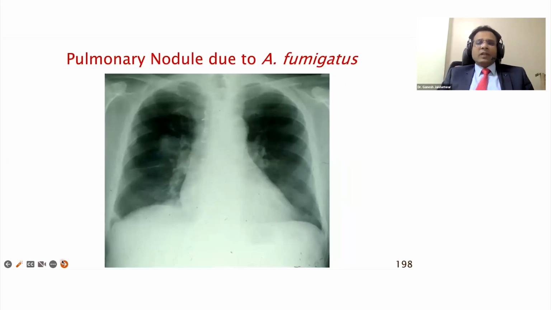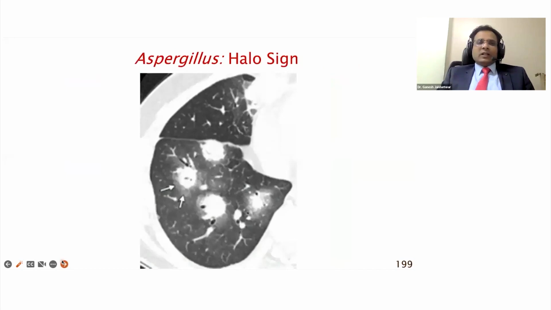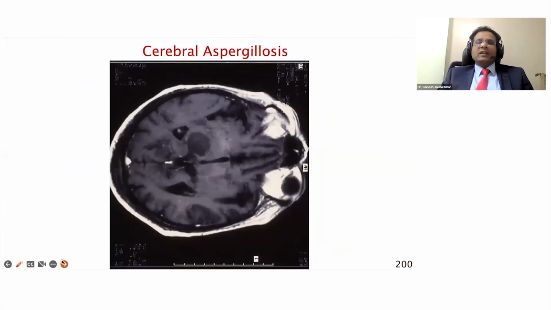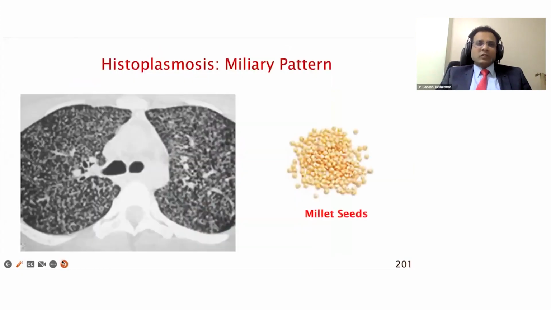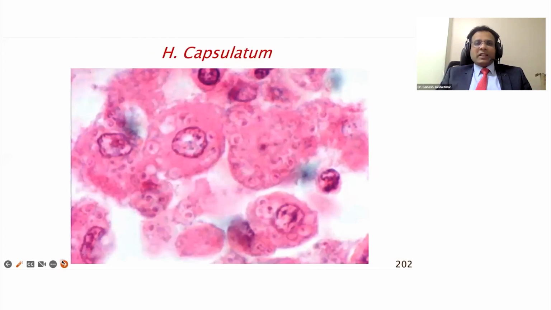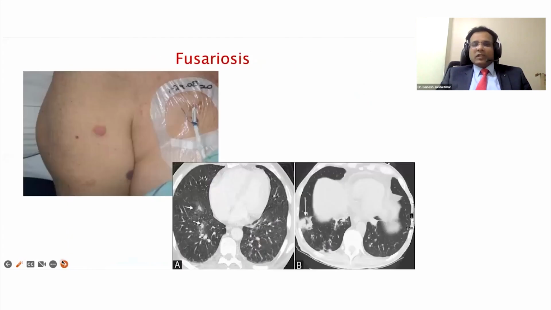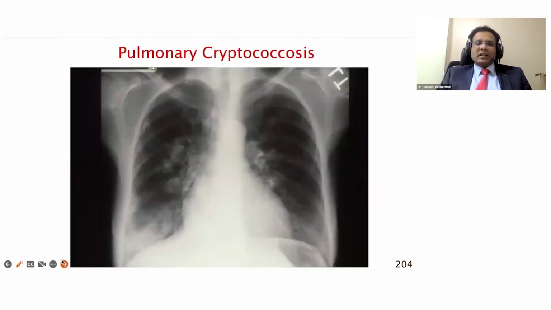Another example of Aspergillus fumigatus presenting as a pulmonary nodule. Again, reverse halo sign and halo sign on CT imaging, and another case of cerebral aspergillosis. Histoplasmosis with a miliary pattern, Histoplasma capsulatum. Again, you can see under the microscope these bugs. Fusariosis, when the patient was extensively on voriconazole for probable pulmonary aspergillosis, and you can see skin lesions as well as lung lesions.